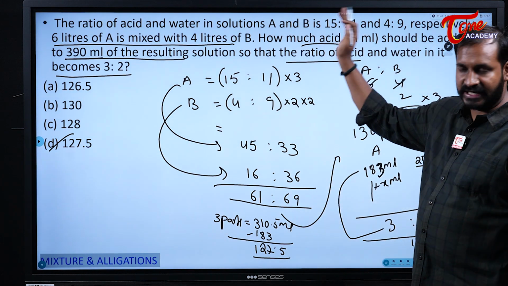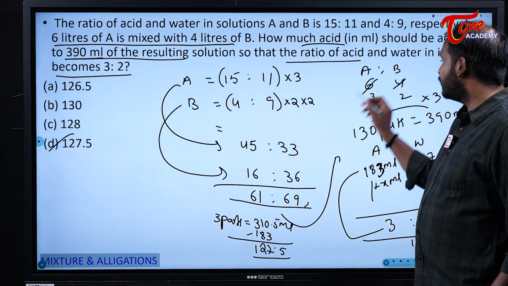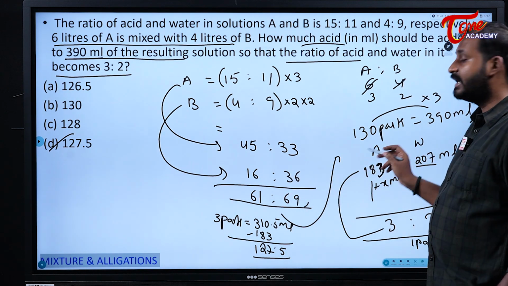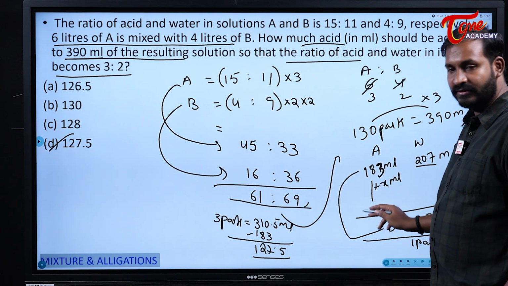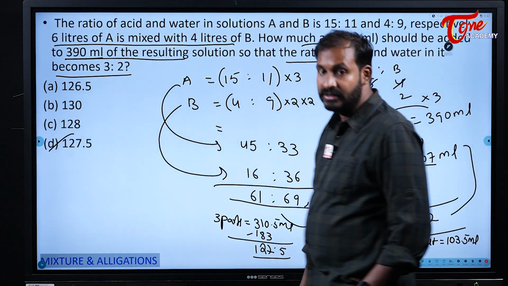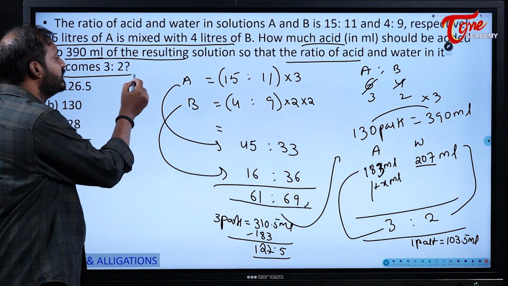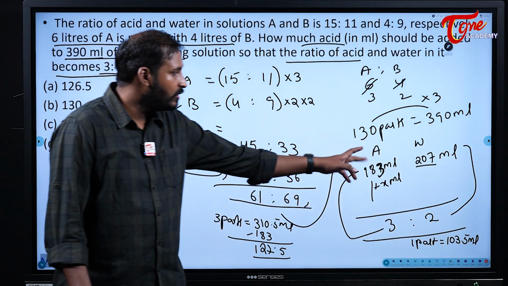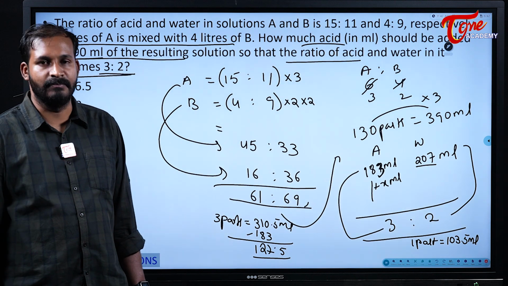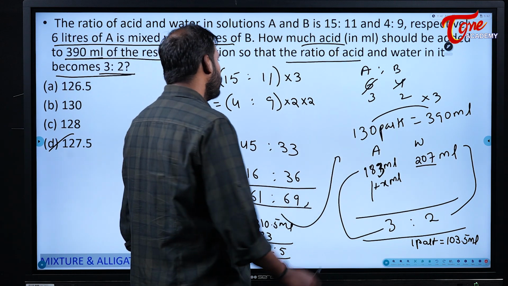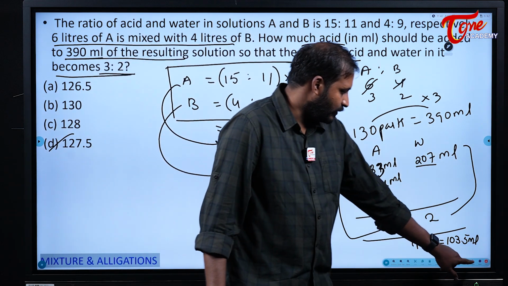First of all, after mixing A and B, I calculated the portion of acid and water. In this mixture I have taken 390 ml, so the total 130 parts become 390 ml. In that, the acid portion becomes 183 and the water portion becomes 207. To this I need to add some acid so that the result becomes 3:2. So I have added some acid so that my final answer became 127.5 ml. So this balancing is very, very important. Once again I am repeating, that is very, very important. Next one.